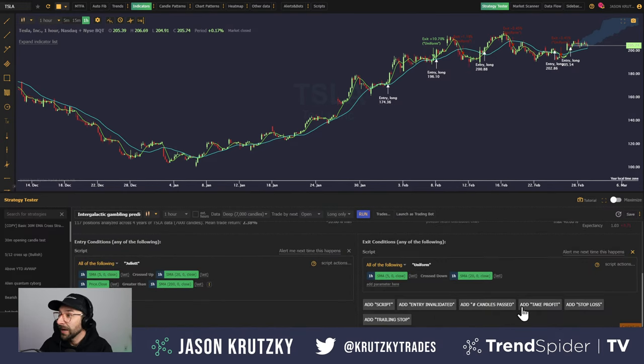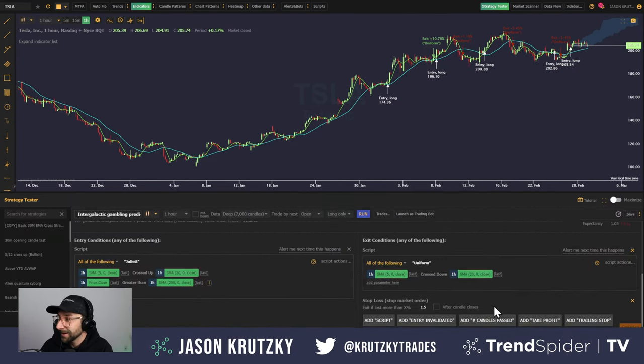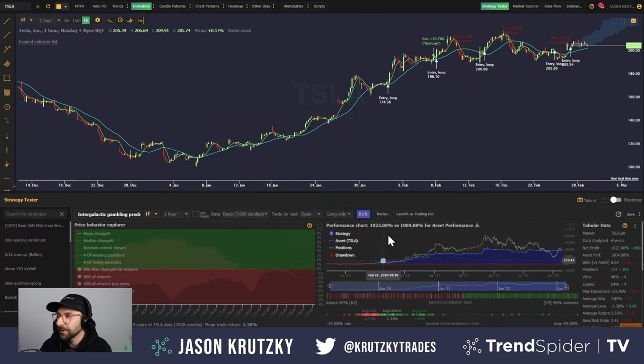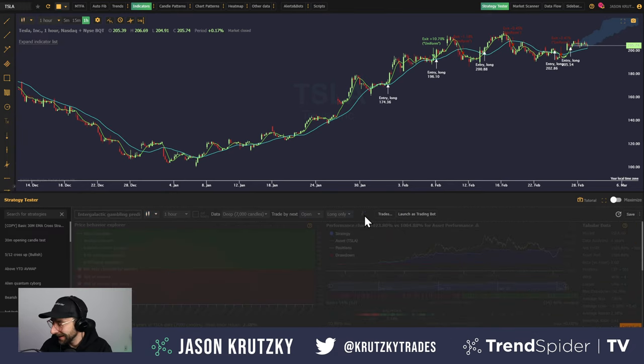So in order to add a stop loss and a trail stop, you just come down here and select those boxes. And I'm going to change this to 4% because I deemed 4% to be the value that I thought maybe I would want to stop out at to avoid the additional losses. And I'm going to check after candle close. You can play around with this. You may decide that you don't want to do that. I'm going to go ahead and check it, and we're going to run that test.